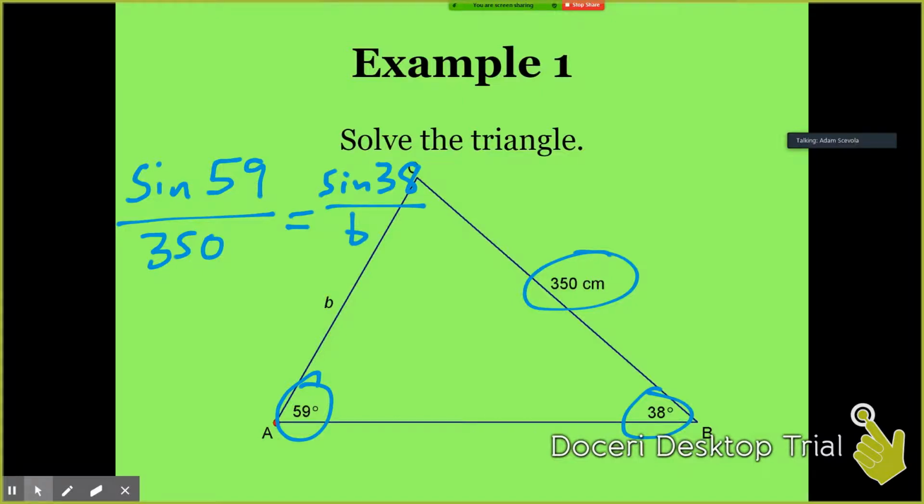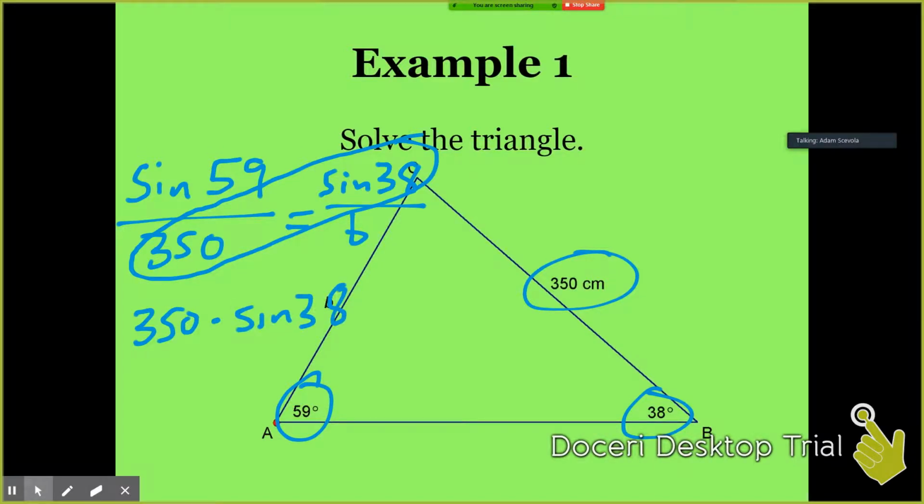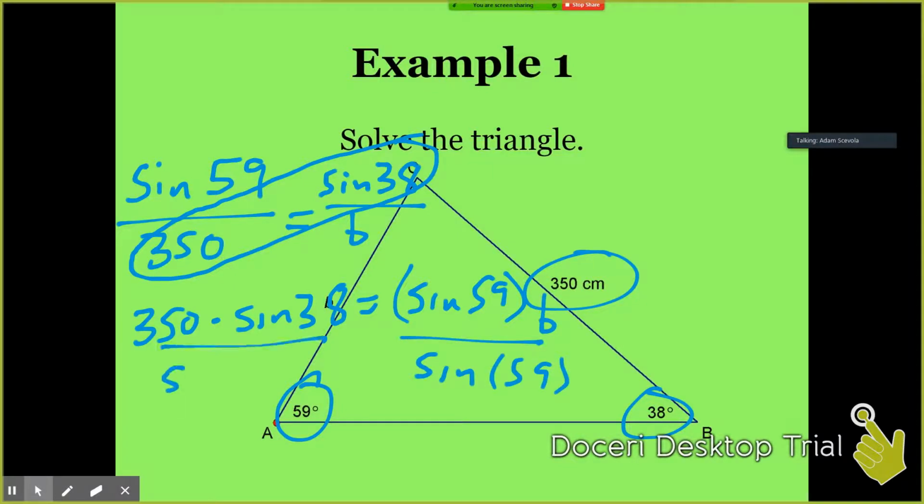All right. So now I could solve this proportion here and find side b. We're going to use the calculator to solve that proportion by cross multiplying. So I'll multiply these together first. You get 350 times the sine of 38 equals the sine of 59 times b. And then you could divide both sides by the sine of 59. And then now I'll know what side b is. So now I'm going to type that in the calculator.